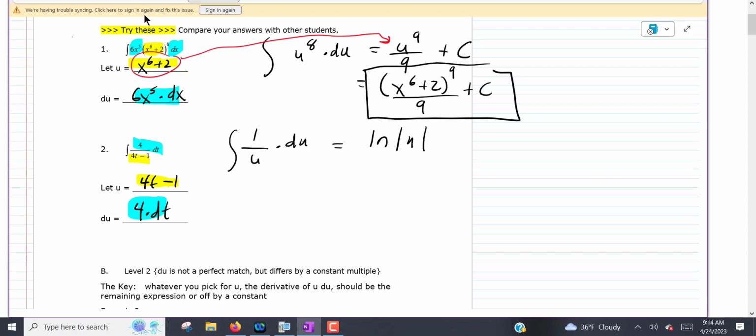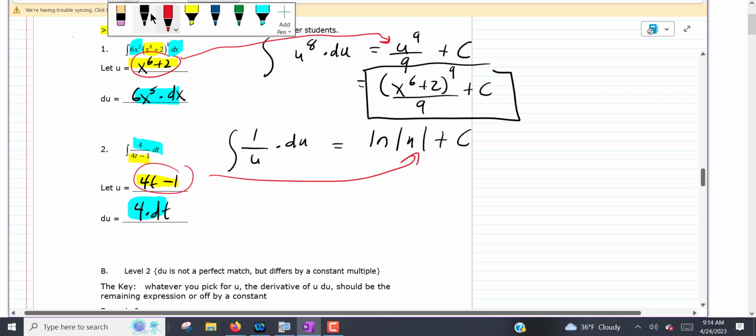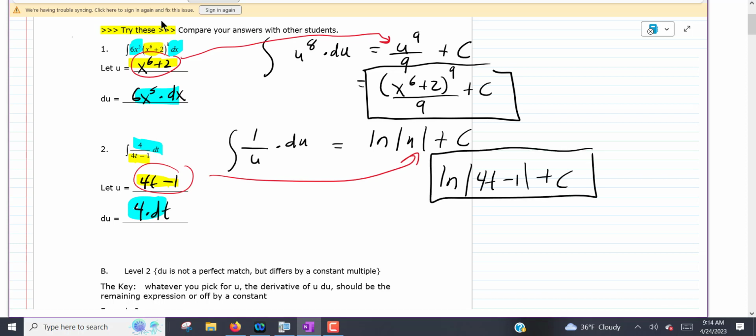ln u plus c. Okay, good. And then you can plug this back in to get your final answer. So your final answer would be ln 4t minus 1 plus c. Okay, that's it. So I think everybody did well with that. That's kind of on Wednesday's test. That's what you have to know how to do.